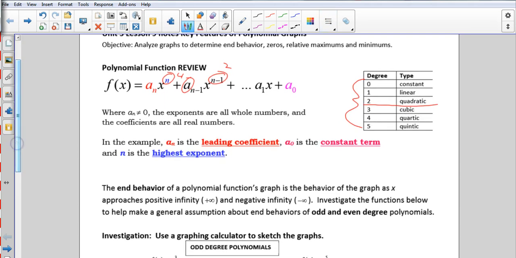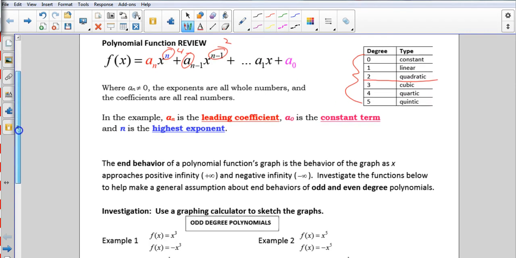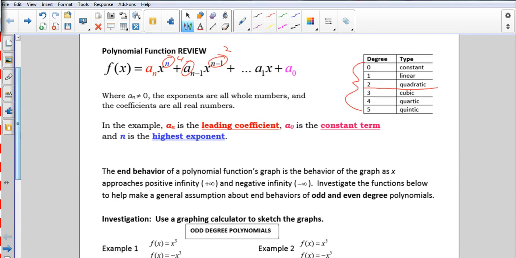It says, where a sub n is not equal to 0, the exponents are all whole numbers, and the coefficients are all real numbers. As we talked about, for a polynomial function we cannot have variables as exponents. They have to be whole numbers. So in the example here, a sub n is the lead coefficient, a sub 0 is the constant term. Notice there is no variable here. And n is the highest exponent, as I've already talked about.